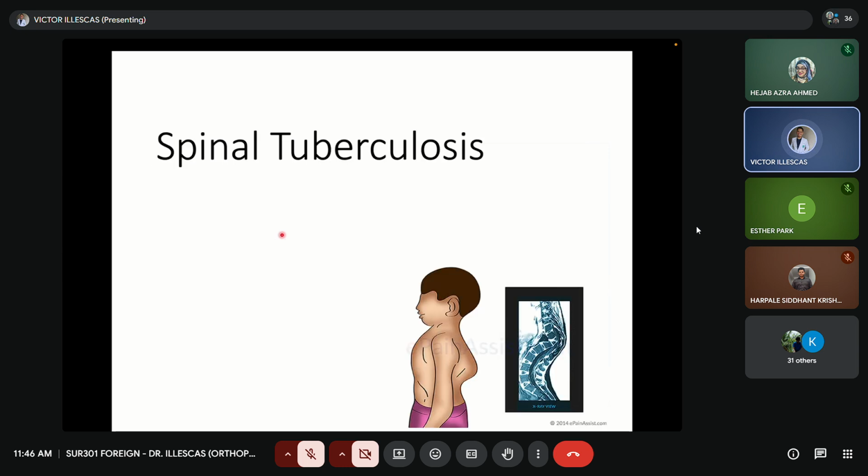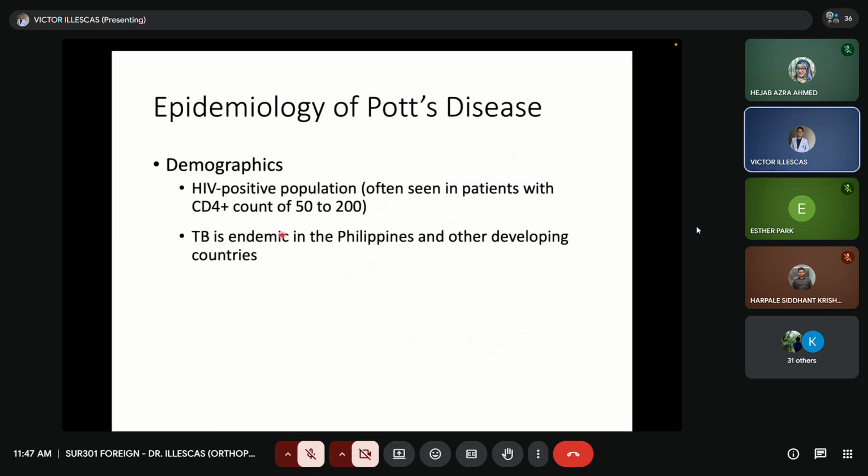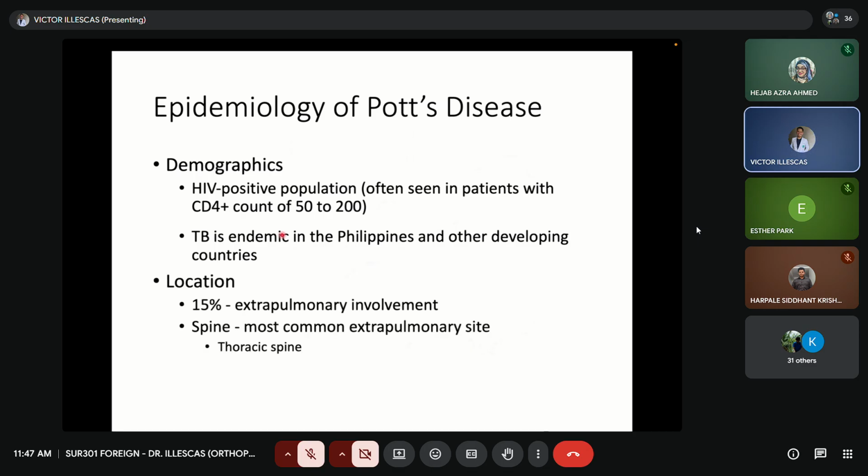The TB may also affect the spine. It's called Pott's disease. These are endemic in the Philippines and may also affect patients who are HIV positive because of their decreased immune response. The thoracic spine, I want you to remember this, the thoracic spine is the most common extrapulmonary site.